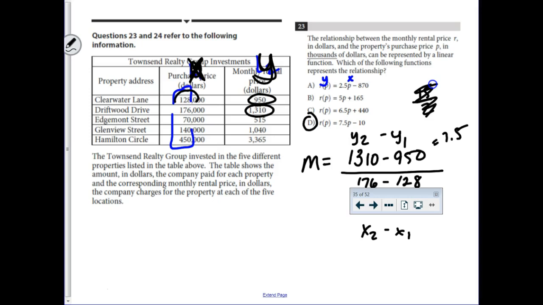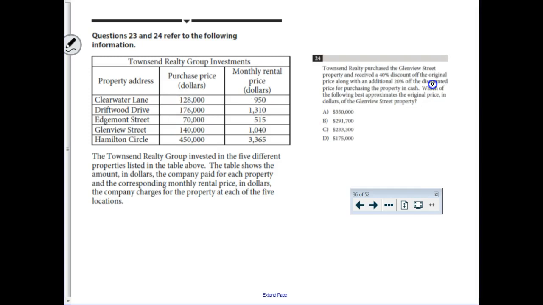Pre-calc kids, did you try to do list 1, list 2 at all? Did it work? Awesome.